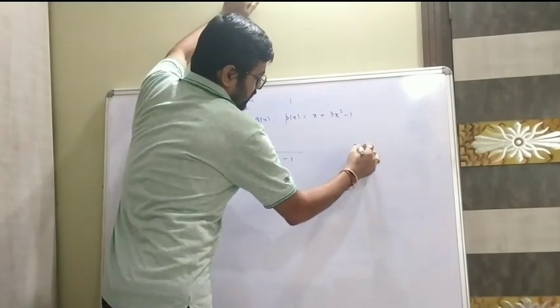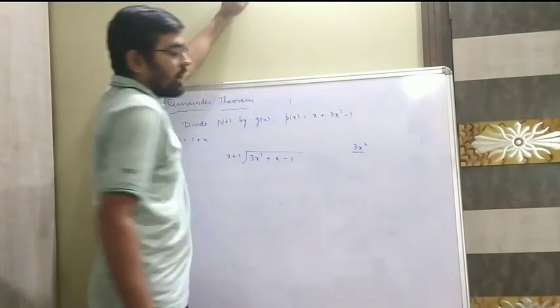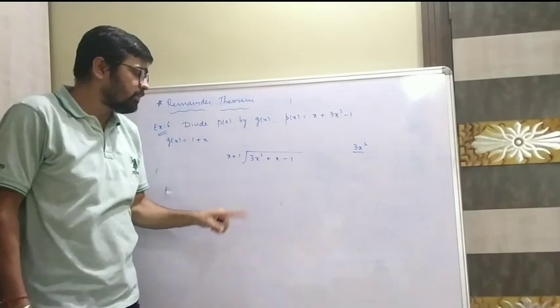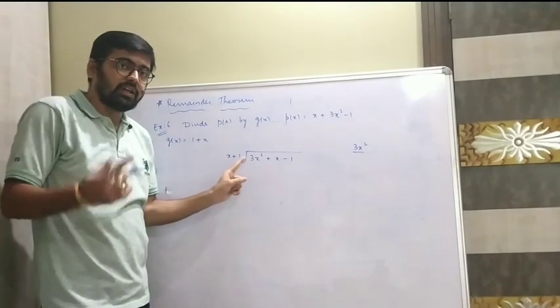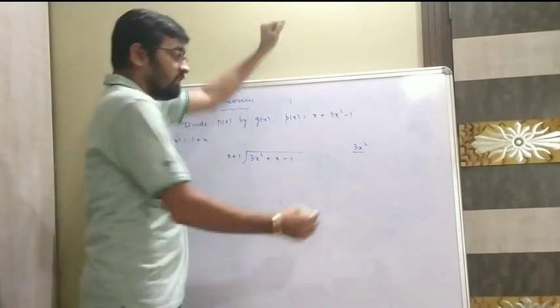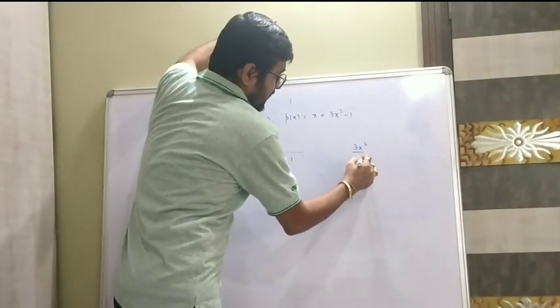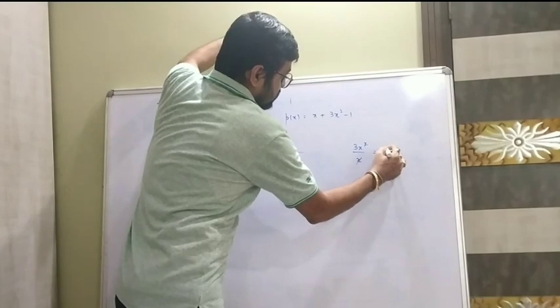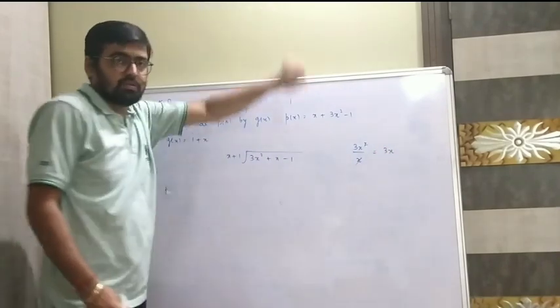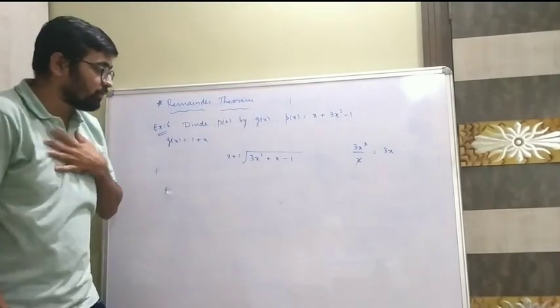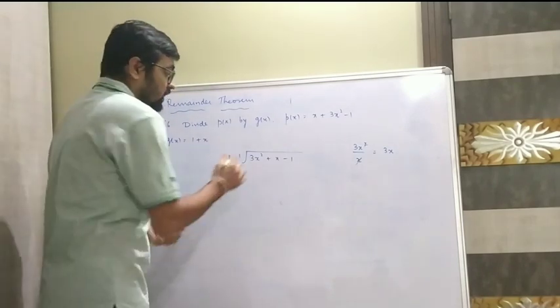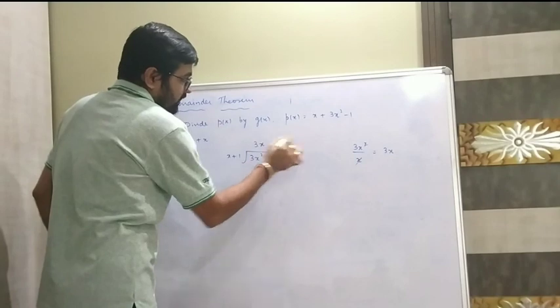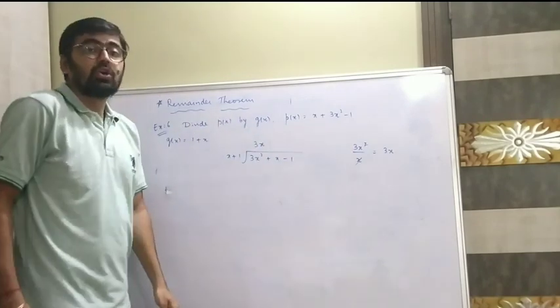The first term of the dividend is 3x square, divided by the first term of your divisor. First term of dividend divided by first term of divisor. So the first term of divisor is x. These two get cancelled, so I am left with 3x. So what I am going to do is multiply this x plus 1 with 3x. That means I will put that 3x in my quotient.